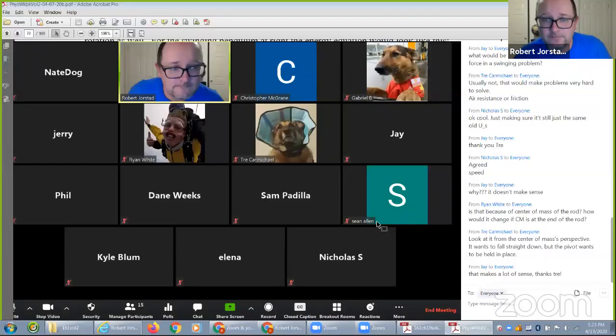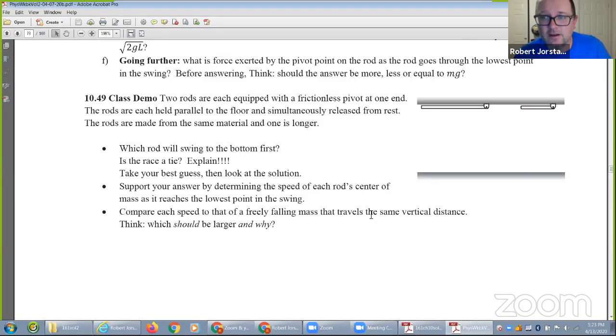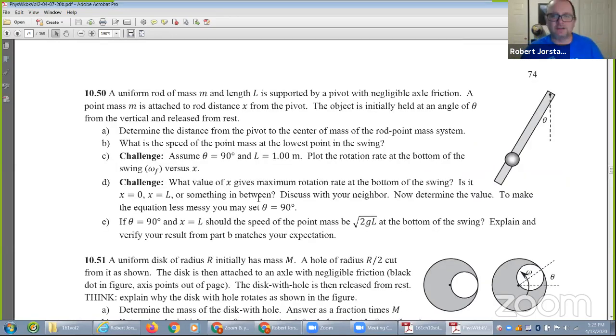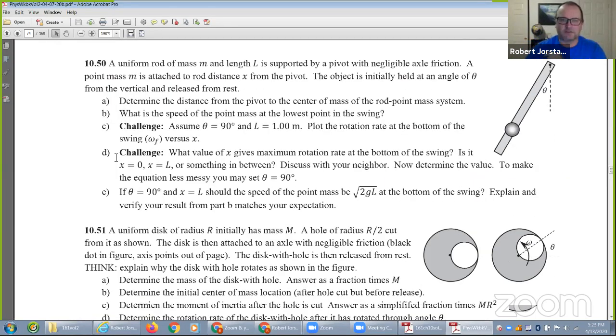All right. Let's take a look at 10.50, everybody. This is where it starts to get real, people. 10.50 and 10.51. So these are kind of exam level difficulty here. These are pretty gnarly.